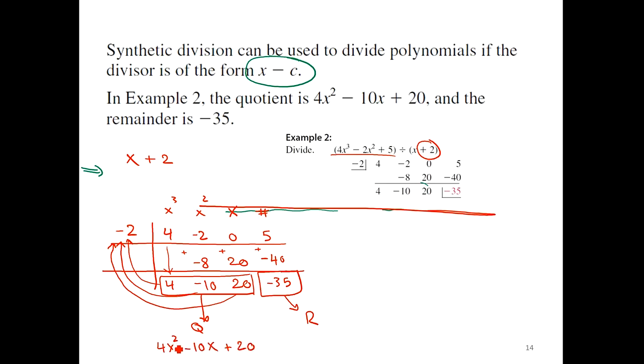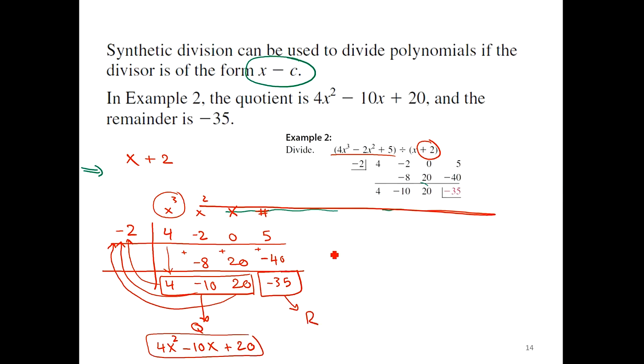Why put it x squared? Because we have x to the power 3, so less by 1. Okay, in the quotient, the degree is always less by 1 than the dividend. Okay, so this is the quotient and this is the remainder.